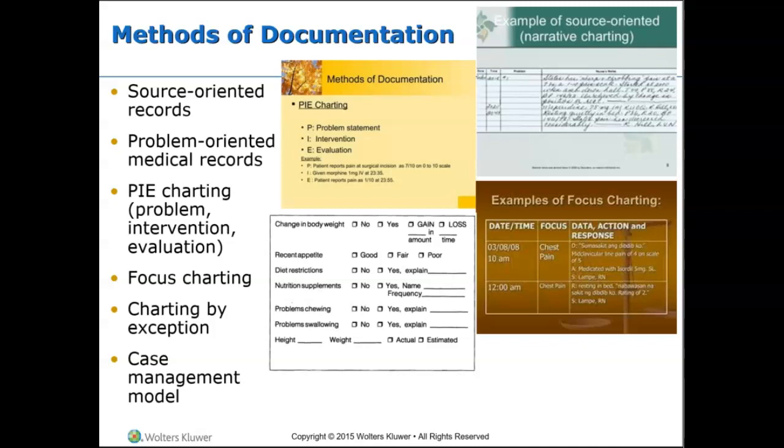Next is problem intervention and evaluation, or what we call PIE charting. PIE charting organizes information according to the patient's problems and requires a daily assessment record as well as daily progress notes. Problems are identified from the admission assessment. First, you identify which problem you are addressing. Then you document the nursing interventions you completed. And then lastly, you document your evaluation of the patient post-interventions.